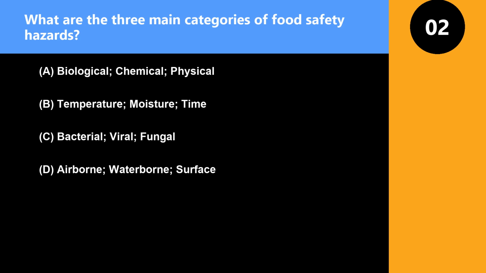Question 2. What are the three main categories of food safety hazards? Option A. Biological, chemical, physical. Option B. Temperature, moisture, time. Option C. Bacterial, viral, fungal. Option D. Airborne, waterborne, surface.